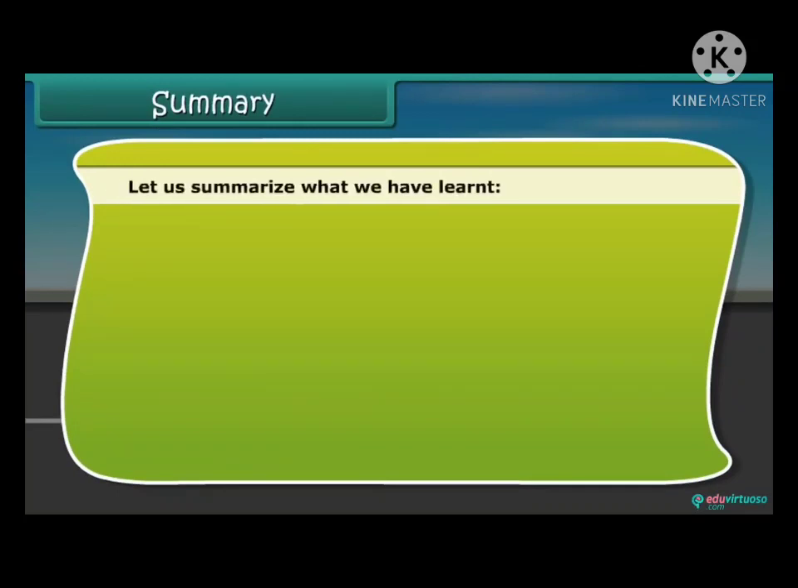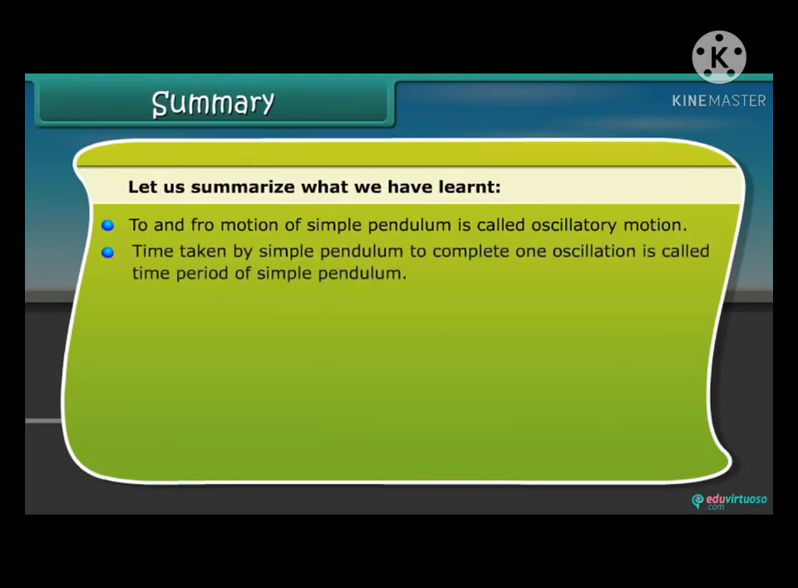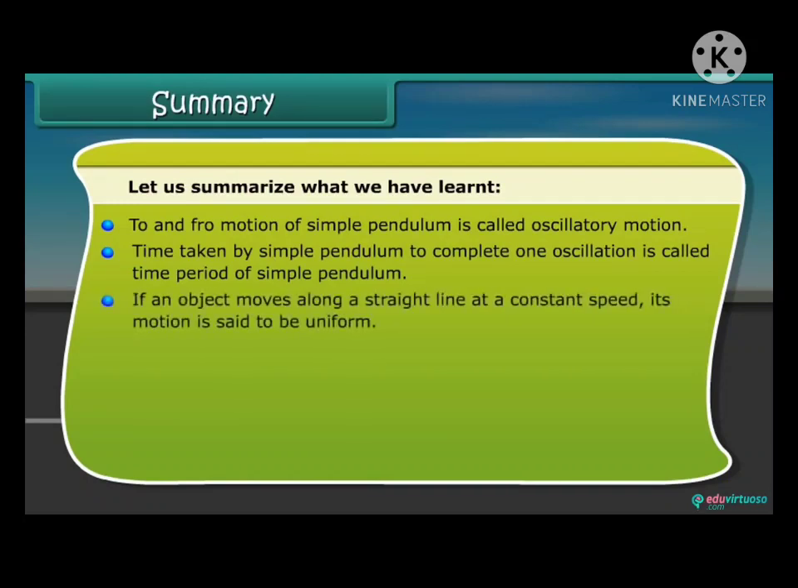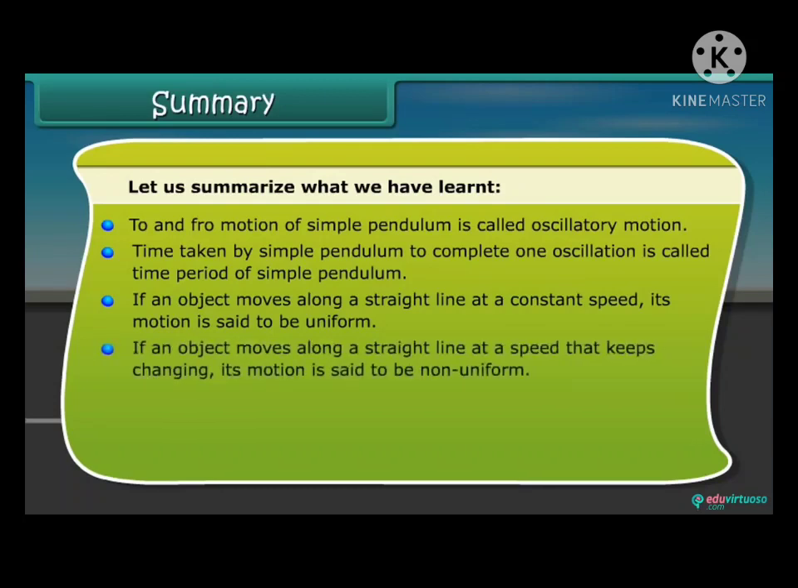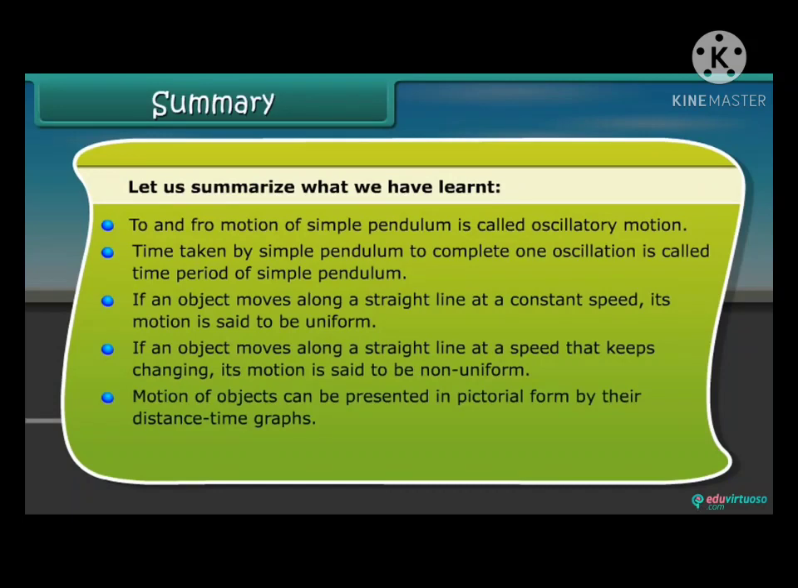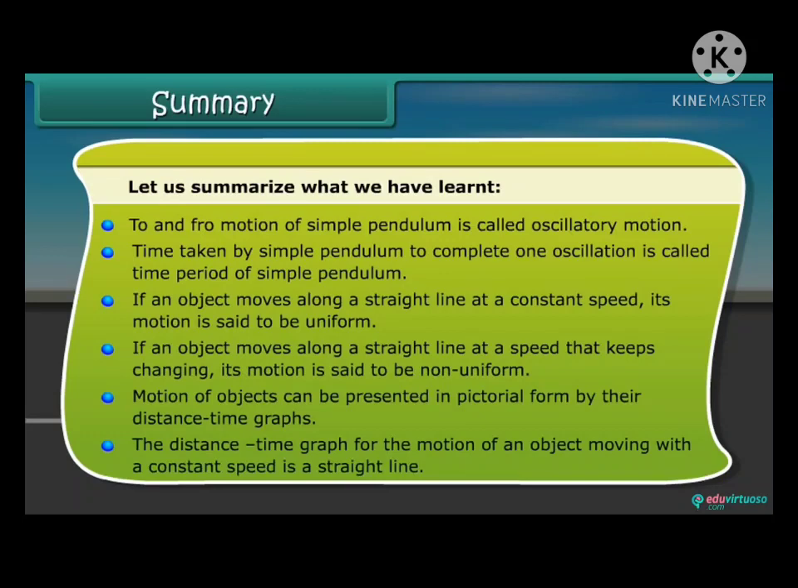Let us summarize what we have learned. To and fro motion of simple pendulum is called oscillatory motion. Time taken by simple pendulum to complete one oscillation is called time period of simple pendulum. If an object moves along a straight line at a constant speed, its motion is said to be uniform. If an object moves along a straight line at a speed that keeps changing, its motion is said to be non-uniform. Motion of objects can be presented in pictorial form by their distance-time graph. The distance-time graph for the motion of an object moving with constant speed is a straight line.